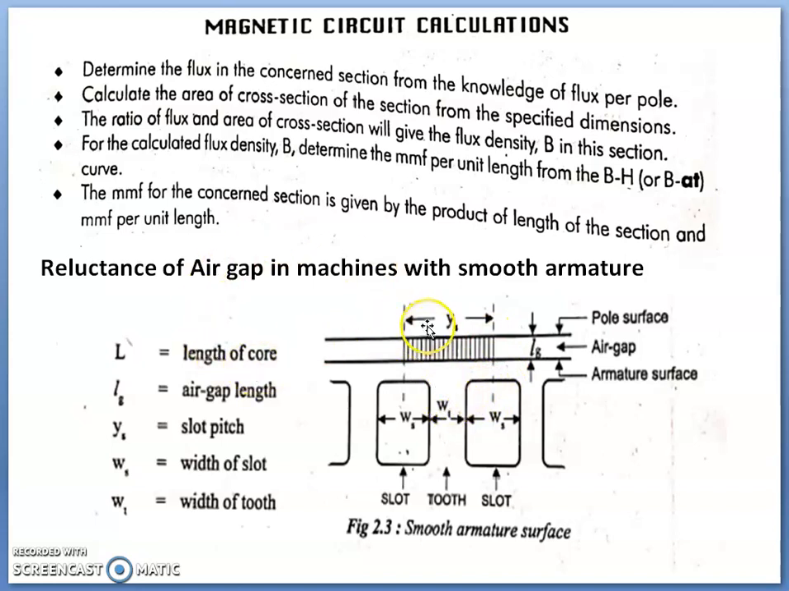And the term you have to know here is the slot pitch. Slot pitch is the distance between the centers of two adjacent slots. So this distance is represented as slot pitch. And the other terms: capital L is the length of the core, and D is the diameter of the core. LG is the air gap length, YS is the slot pitch, WS is the width of the slot, and WT is the width of the tooth.